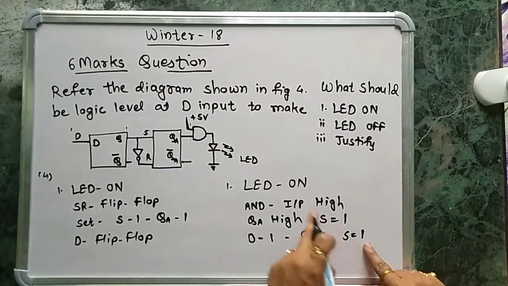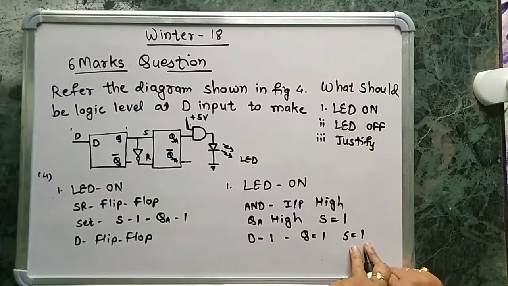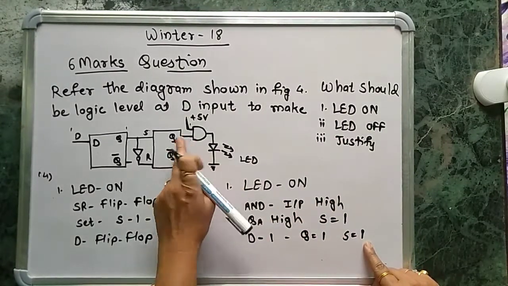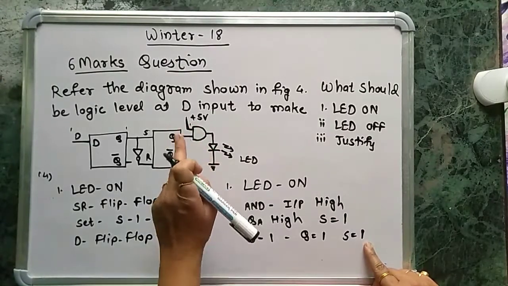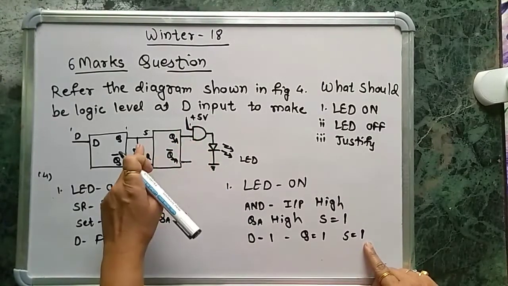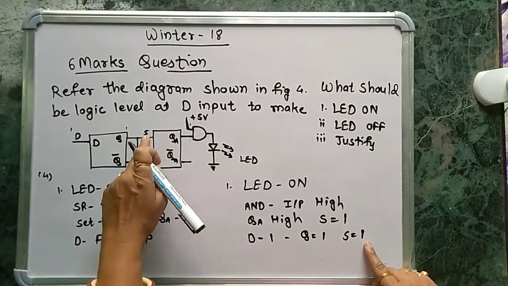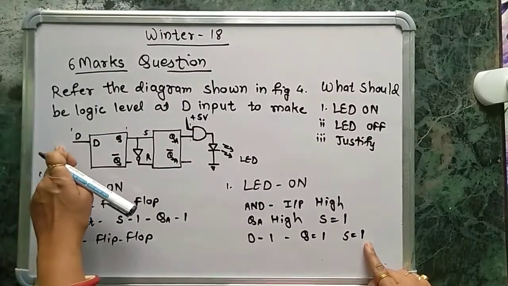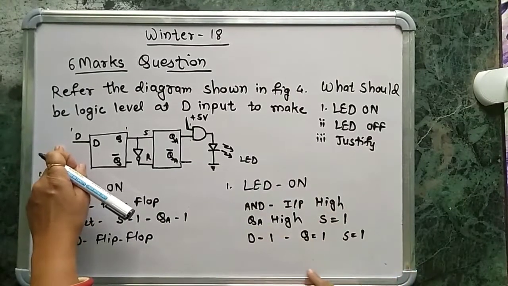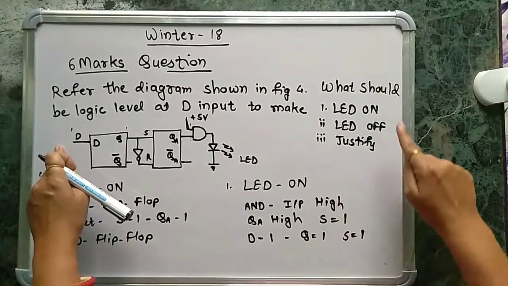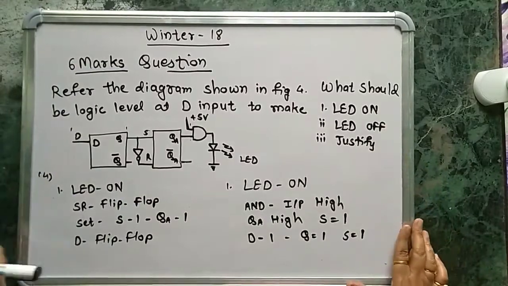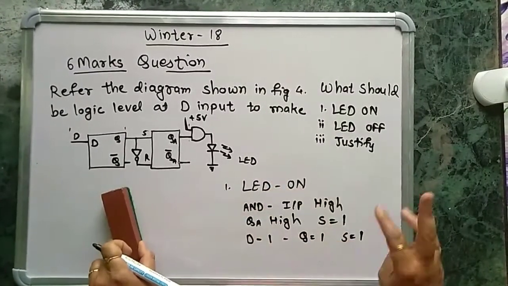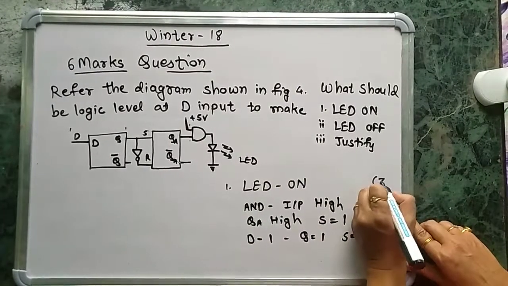So are you getting it? What is the condition for the LED to be on? The input QA of the AND gate should be 1. For QA to be 1, S should be 1. For S to be 1, Q should be 1. For Q to be 1, the D input should be 1. So this is the condition, and this is our justification for the LED to be on. For this much explanation, 3 marks are given for the solution.